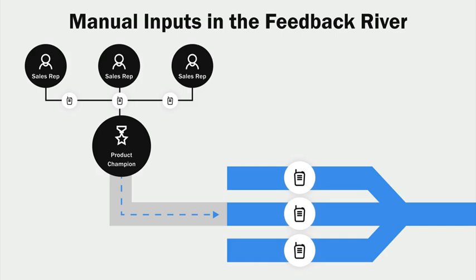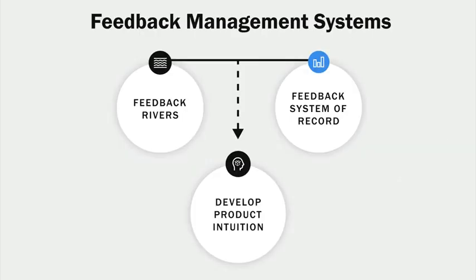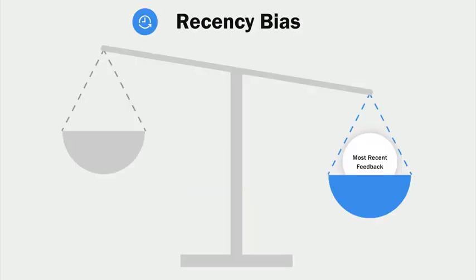Once this is done and you've integrated your manual feedback sources, you now have a fully running feedback river. You now have the ability to frictionlessly look at a large quantity of feedback inputs from a broad variety of feedback sources, giving you the raw data with which to own your product intuition. In the next lesson, we'll cover another type of feedback management system, the feedback system of record. The feedback system of record solves the second major problem in developing product intuition: overweighting recency of feedback when evaluating feedback importance.